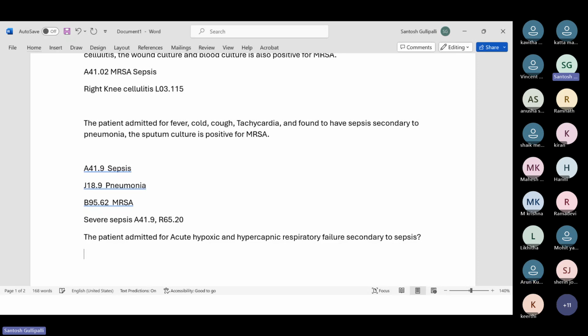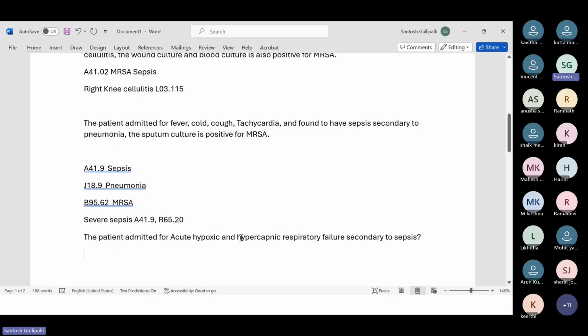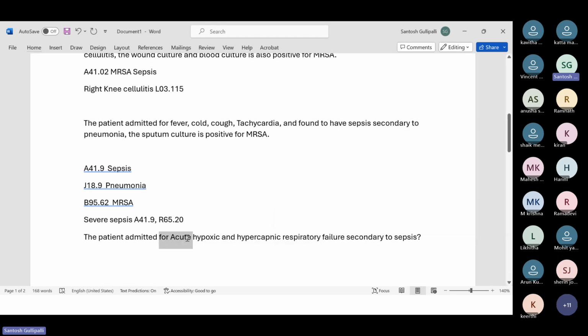Can you consider this as severe sepsis? What is the definition of severe sepsis? Sepsis with acute organ failure, or sepsis with acute organ dysfunction, is called severe sepsis. In this case, the patient was admitted for acute organ failure, and the acute organ failure is due to sepsis. That's the reason we can consider it as severe sepsis.